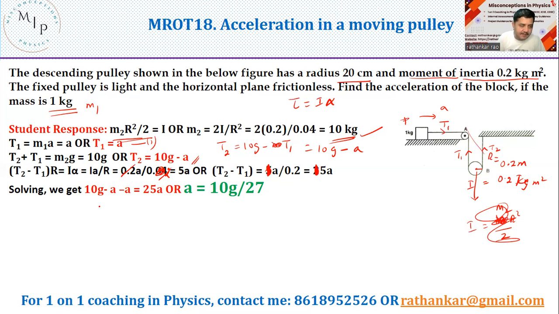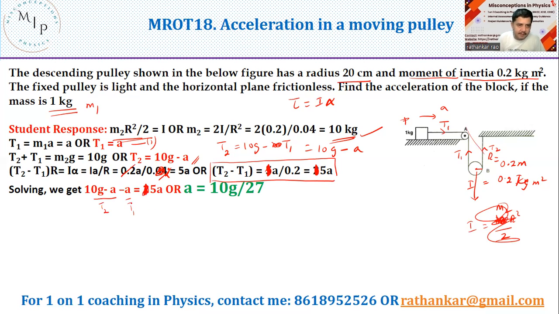If this is 5A, then what can happen here? Now I'm going to add all of them. Which ones am I going to add? For T2, what is T2? T2 is 10G minus A. I am substituting from here 10G minus A for T2, and for T1 it is A, minus T1. Looking at this equation, I am substituting for T2 from here, T1 from here, and then this 5A.